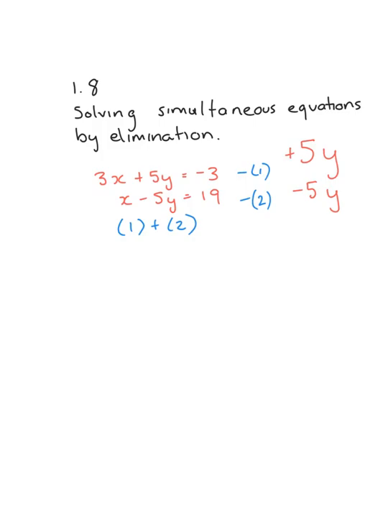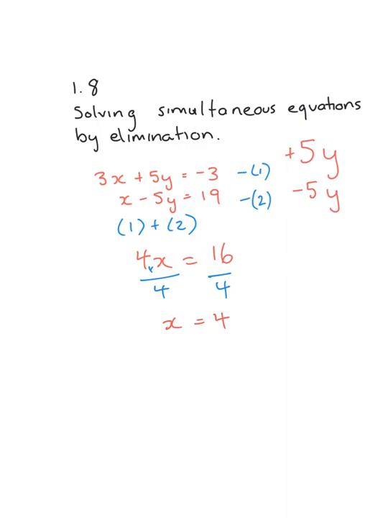3x plus 1x is 4x. Positive 5y plus negative 5y is nothing. And negative 3 plus 19 is 16. This then becomes very easy to solve. We know that 4x is 4 times x, so I can divide both sides of the equation by 4 to get the answer x is equal to 4.